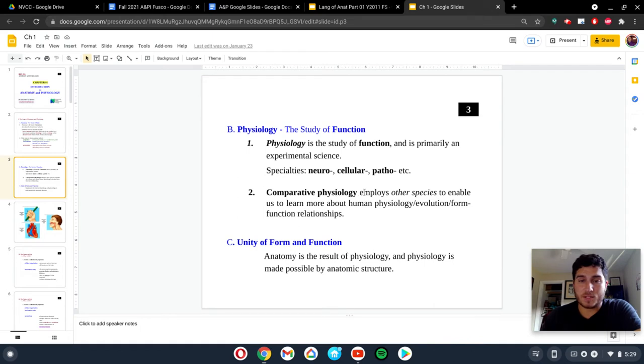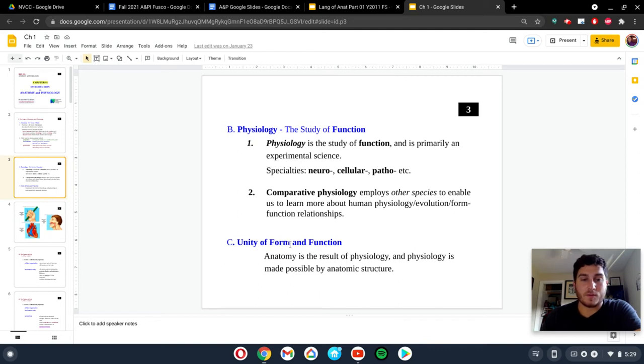Comparative physiology is when you look at different species to learn more about humans. And we see this all the time with many different tests and studies. One example could be using mice. We're going to test this medicine on a mouse to see how it reacts. That would be comparative physiology because you're testing something on a different species to see how it impacts ours.